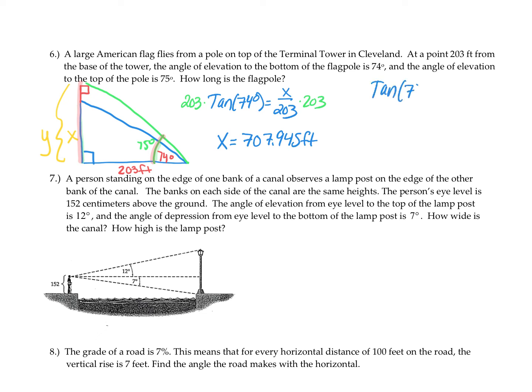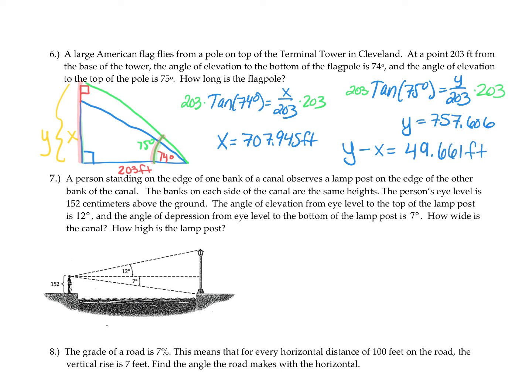Now I'm going to do the same thing but with the 75. So the tangent of 75 degrees equals y over 203. So I can find that whole height. Again, I would multiply by 203 on both sides to get the y alone. And so my y is going to be 757.606. So now to find the height of the flagpole, I would do y minus x, and that's going to give me 49.661 feet.